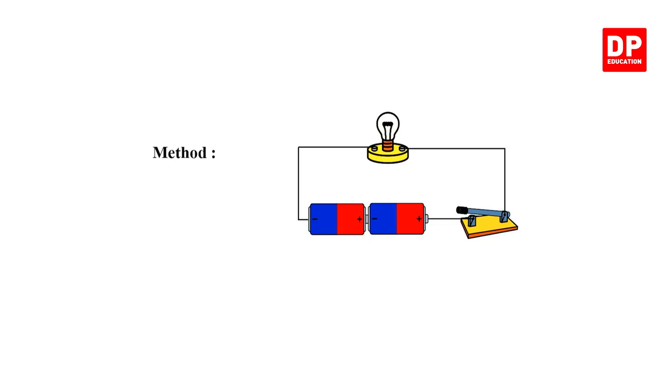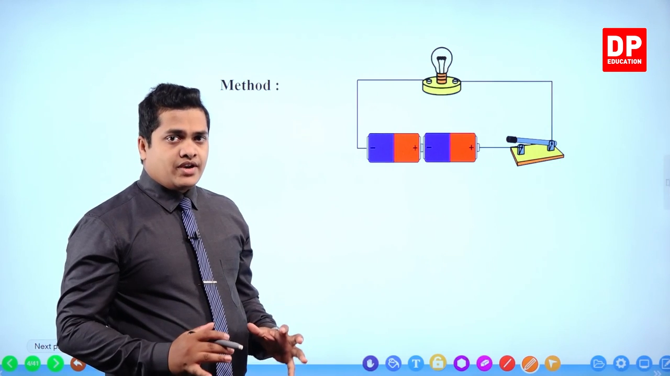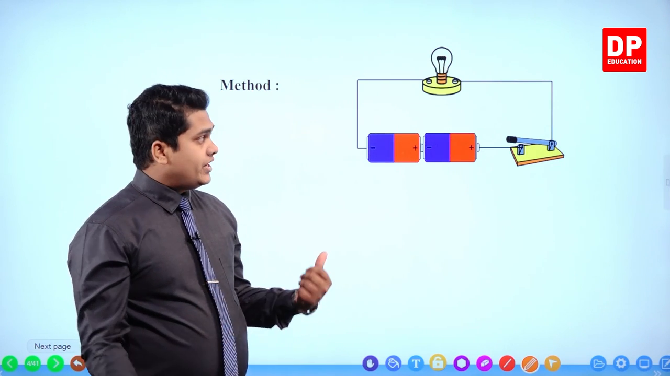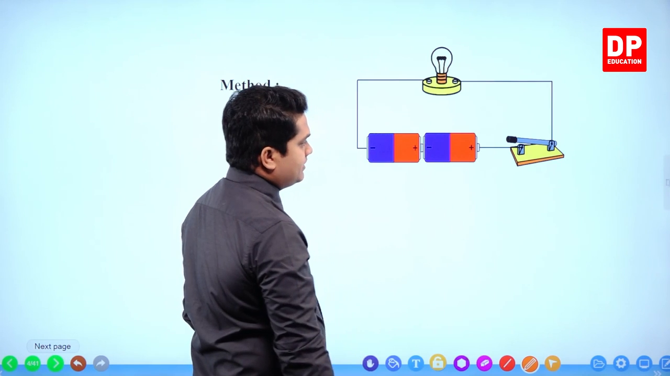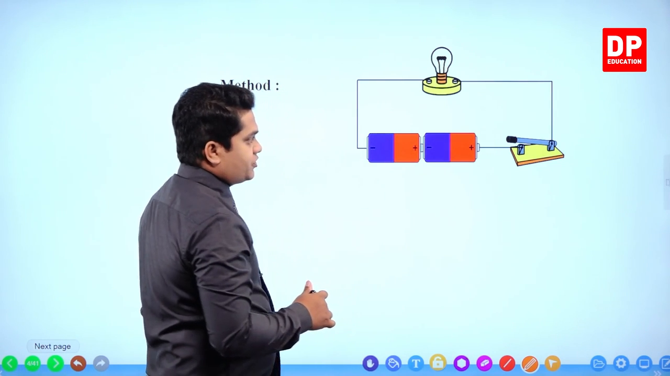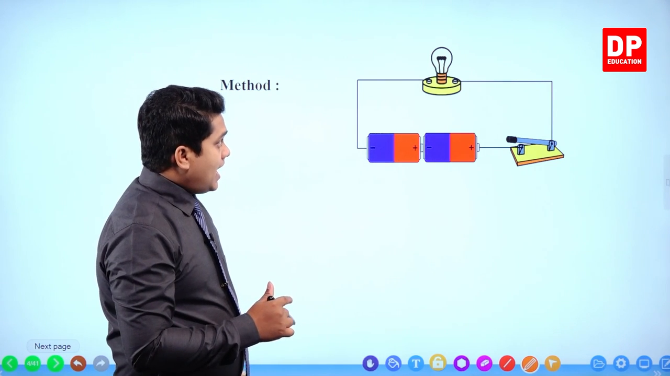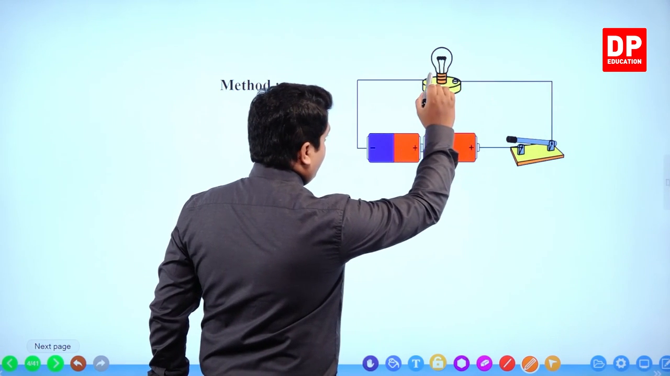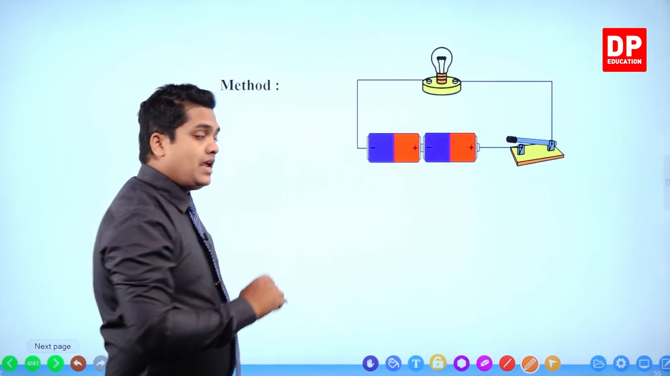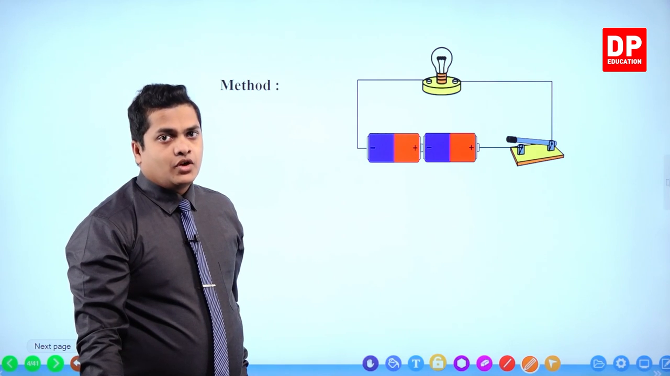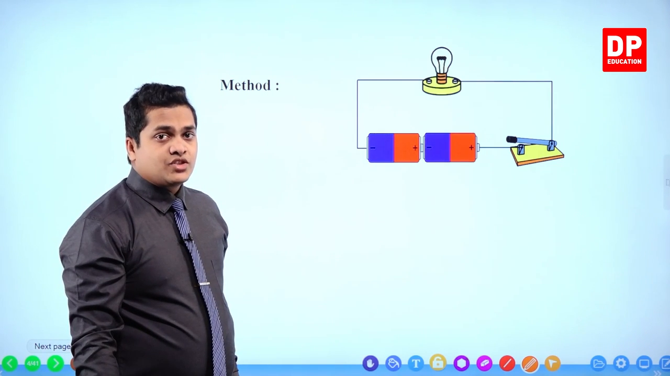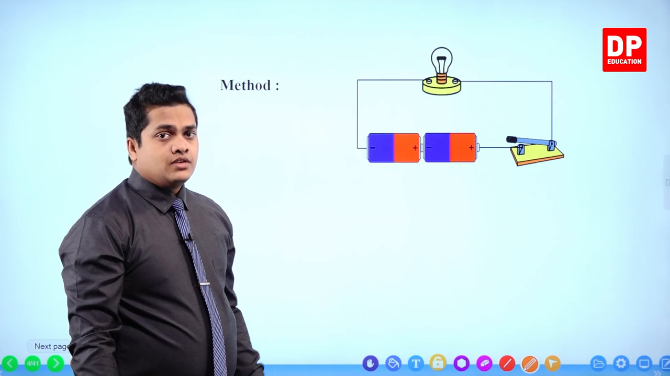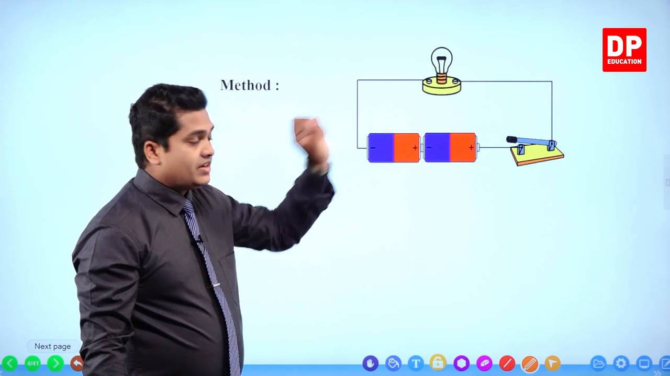So the method is really simple, my dear children. You just need to connect all the apparatus, or the materials you were provided with, according to this given figure. You take the switch and connect it with the dry cells like this. Here we have used two dry cells, right? And by using other connecting wires, you connect the bulb to the dry cell and to the switch like this. Okay, it's really simple. This is the way of connecting these materials together to build up the instrument given in the figure.